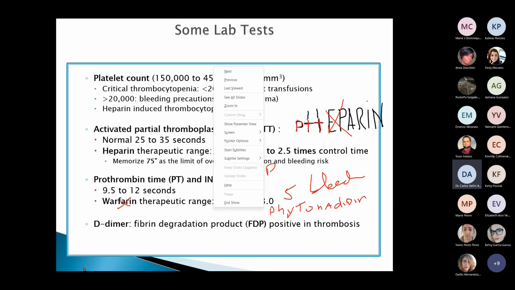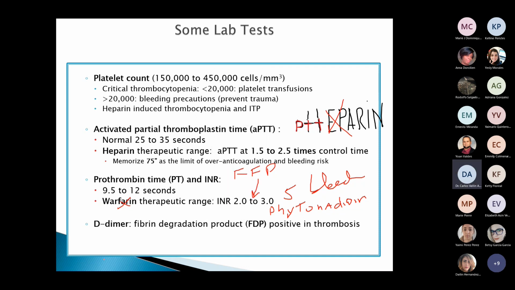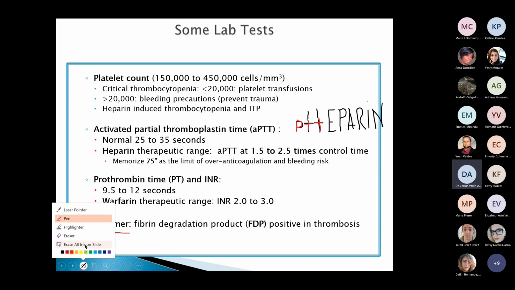There is another coagulation test that you need to know, and it is the D-dimer. The D-dimer is a blood test that becomes positive only when a person has a clot in some part of the body. For example, a person with a DVT, a pulmonary embolism, or any kind of clotting in the body will develop a positive D-dimer. This is the application of this test.